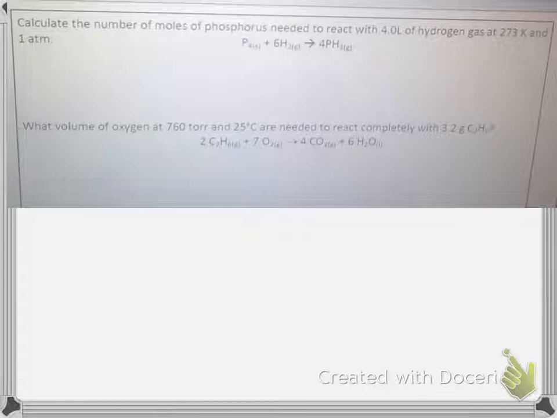It says, calculate the number of moles of phosphorus needed to react with 4 liters of hydrogen gas at 273 Kelvin in 1 atmosphere. Okay, so let's look at what we've got here. It says, calculate the number of moles of phosphorus. So I want to know how many moles of phosphorus I need to react with 4 liters of hydrogen gas. So that's given. At 273 Kelvin, so I've got a temperature, and 1 atmosphere, I've got a pressure.